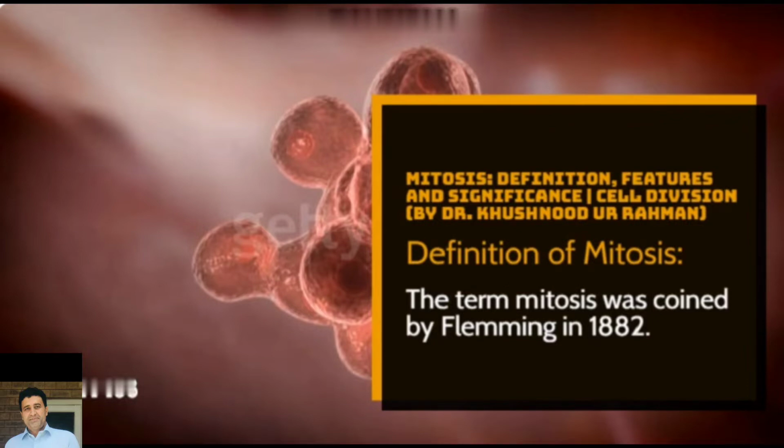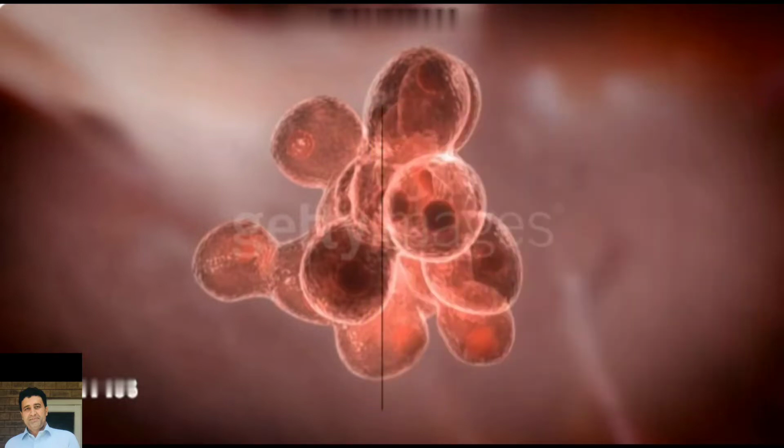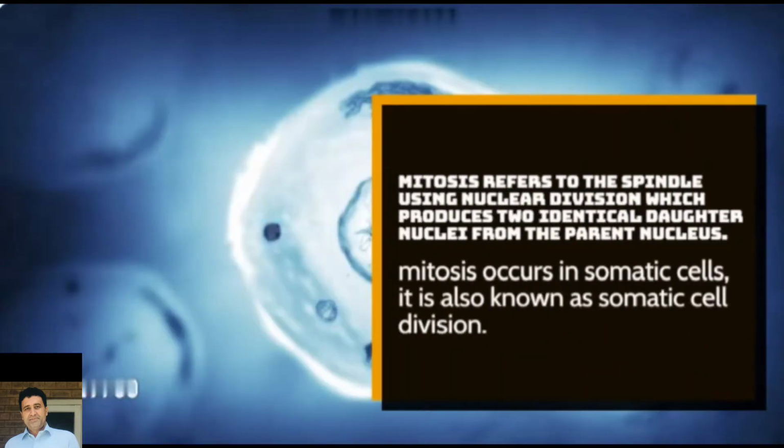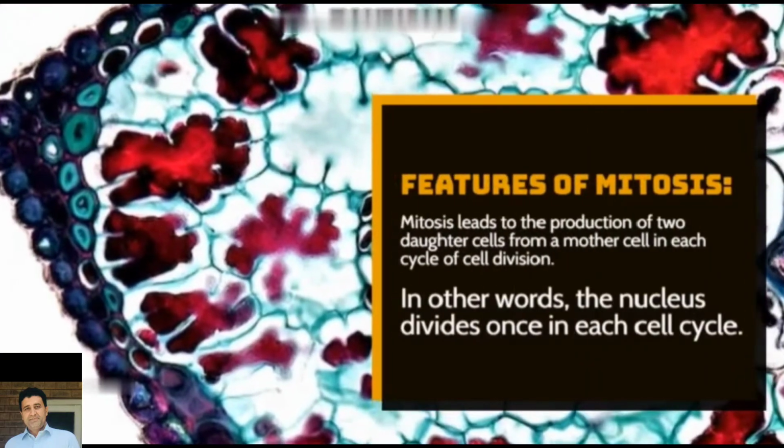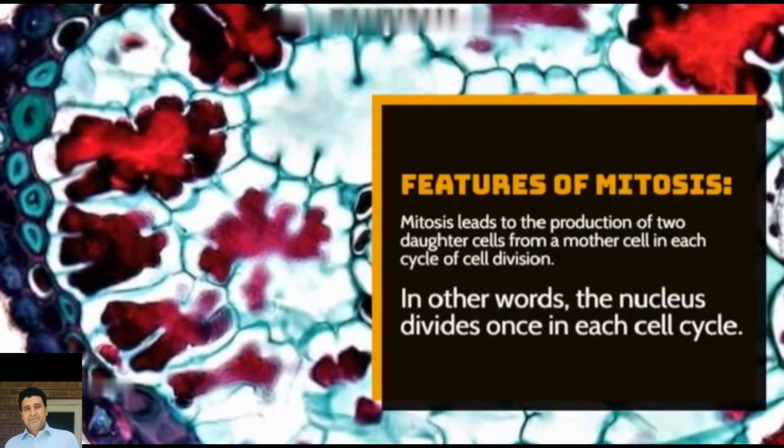So let's start. The term mitosis was coined by Flemming in 1882. Mitosis refers to the spindle-using nuclear division which produces two identical daughter nuclei from the parent nucleus. Since mitosis occurs in somatic cells, it is also known as somatic cell division.